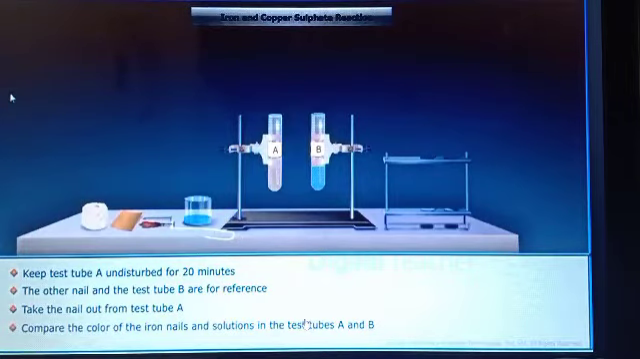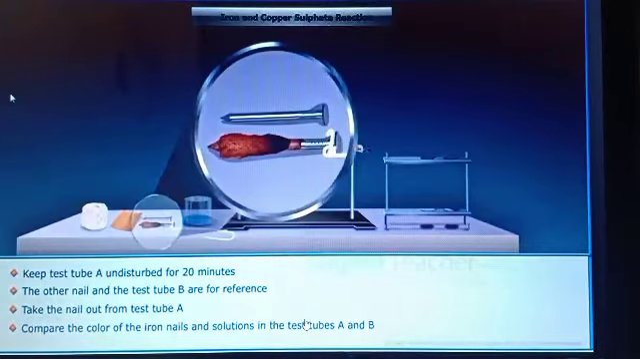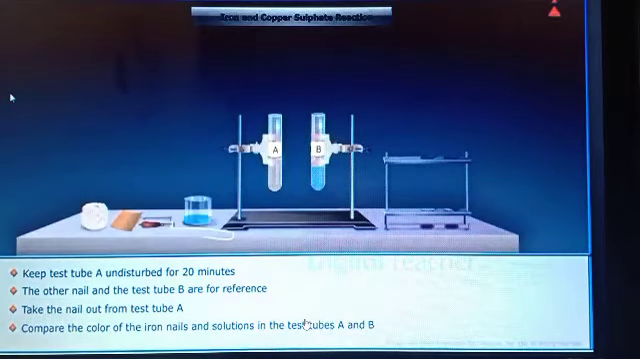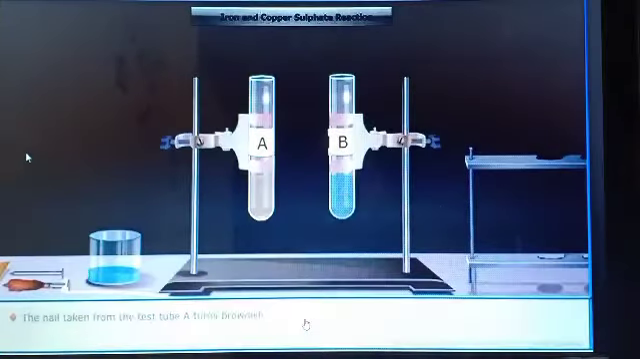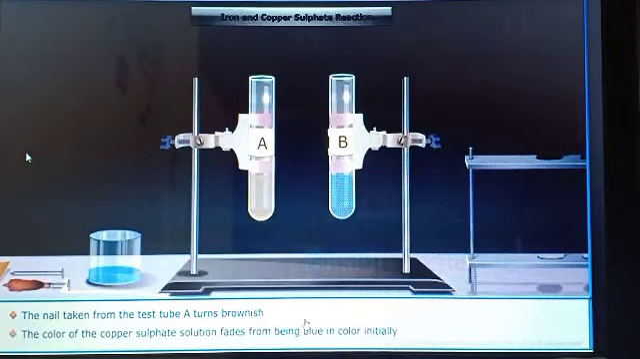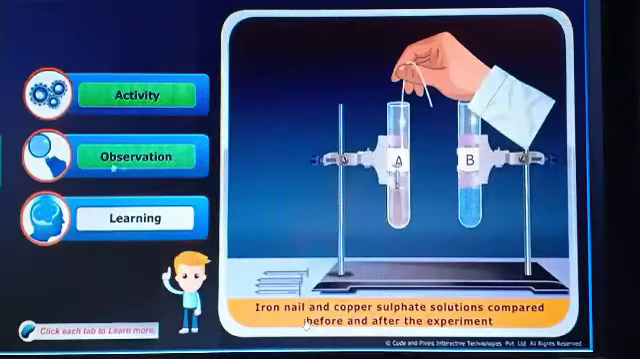Take the nail out from test tube A. Compare both the solution as well as the nail. Now let's see the observation. The nail taken from test tube A turns brownish in color, whereas the color of the copper sulfate solution has faded from being blue.